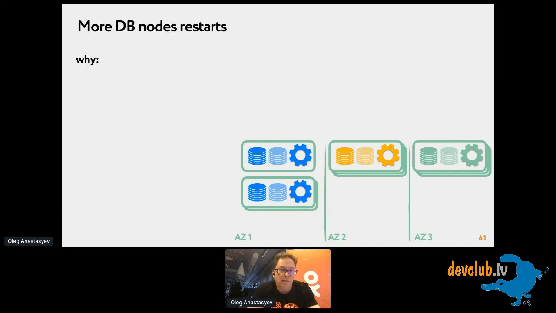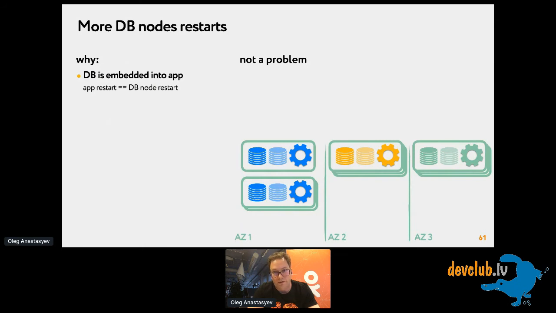The second problem is we restart database nodes more often. Well, we embedded the database into the application service node, so we restart the database node in each availability zone each time we have to deploy a new application version. Should we mitigate this?